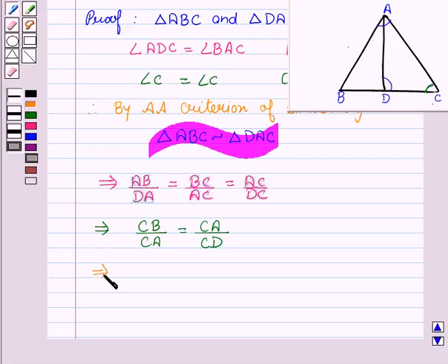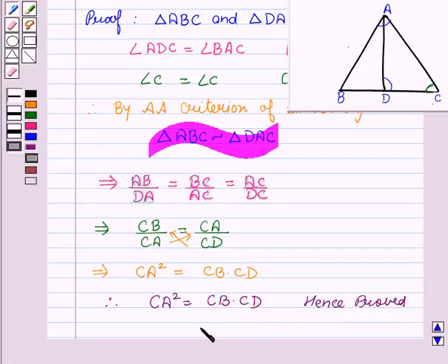This implies, on cross multiplying, we get CA square equals CB into CD. Therefore, we can say that CA square equals CB into CD. Hence proved.